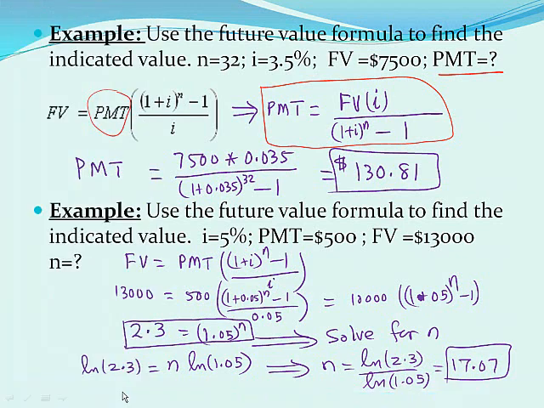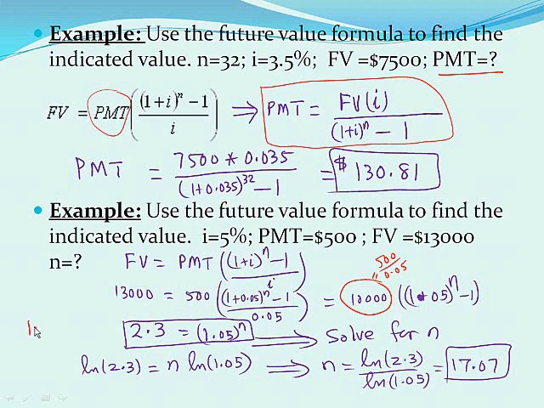In the next example, we need to find the value for n. Substituting in the formula, we get the equation 13,000 equal to 500 multiplied with (1 plus 0.05 to the power n minus 1) divided by 0.05. I get 10,000 when I divide 500 with 0.05. So this 10,000 is the value for 500 over 0.05. Now I divided with 10,000 on both sides and added a 1.